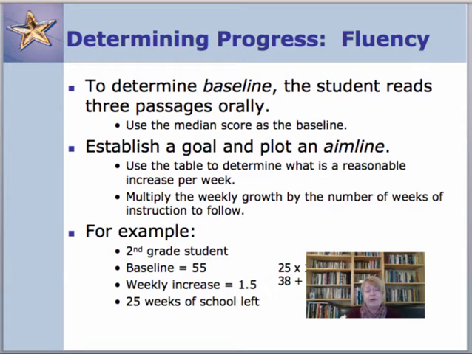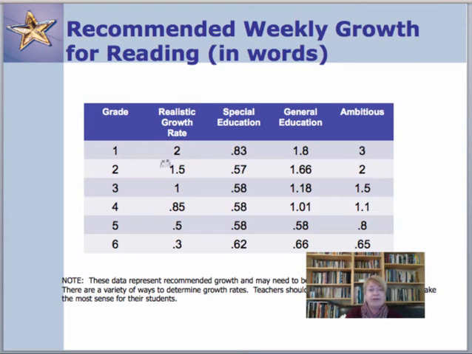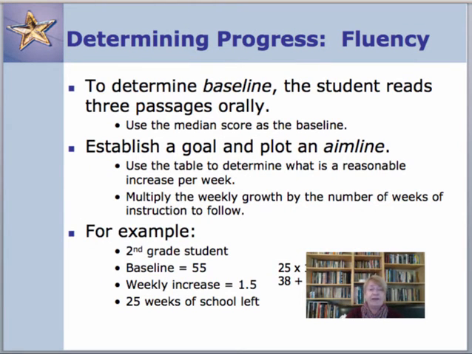So here's an example for a second grade student. Their baseline was 55 words correct per minute. The weekly expectation, we'll flip back, based on second grade level, the realistic growth expectation is 1.5 words per minute. So you see that here. We take the number of weeks left in the school year times 1.5, and we expect that the student will have grown by 38 words per minute by the end of the instructional period, the 25 weeks. We take their baseline of 55, and we add that 38 to it. So our target goal is 93 words per minute by the end of the 25-week period.